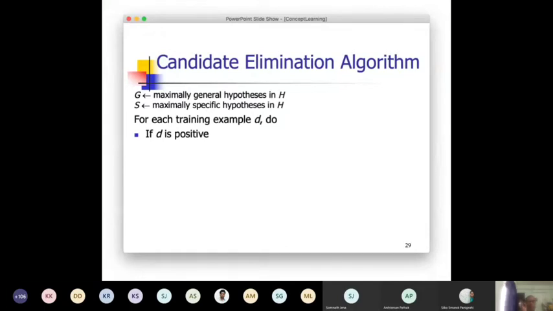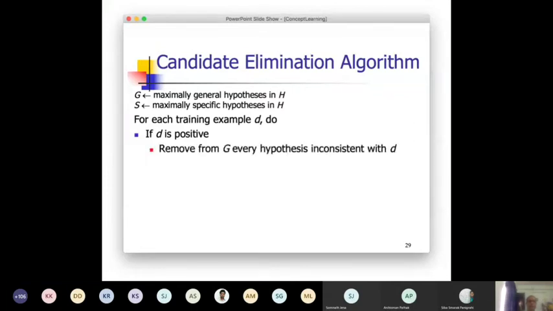We will start with these two sets. We will include the maximally general hypothesis in H, and we know what this hypothesis is. For the maximally general hypothesis, the initialization should be all question marks. Similarly, the maximally specific hypothesis in H means all null, right? So these are the initializations. Then for each training example, if it is a positive example, what should you do? You should summarize the S, that means the most specific boundary. You should look at those hypotheses.